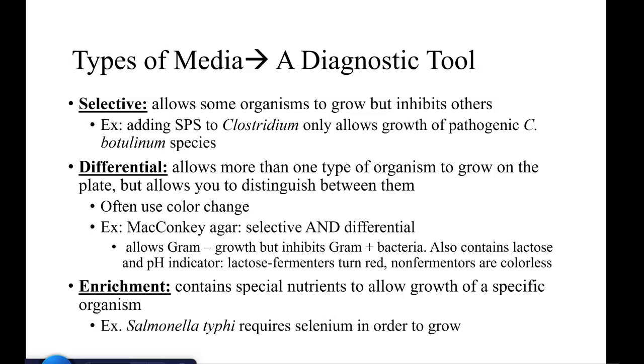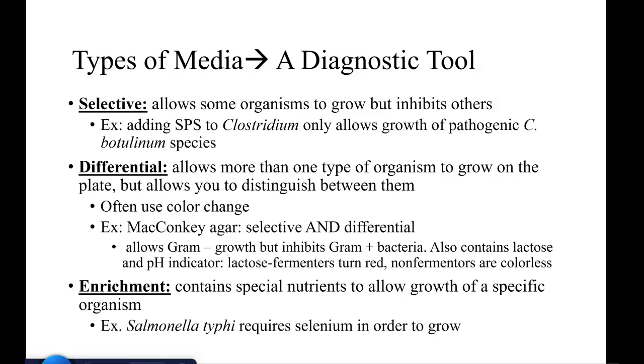Now, if we want to grow bacteria, we need to have a suitable media in order for bacteria to grow. So the media that we use in lab and that they use in micro labs all over the world can be either selective or differential, or actually both. Selective means that it's going to allow some organisms to grow, but inhibit others. Differential means that it's going to allow different types of organisms to grow, but we can tell the differences between them.